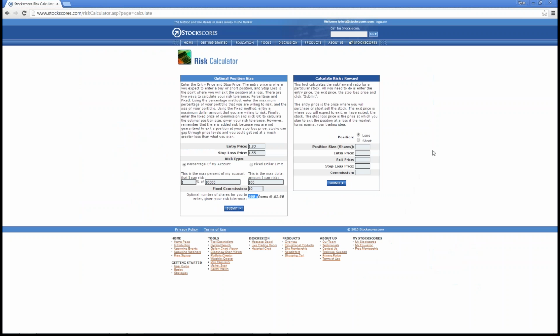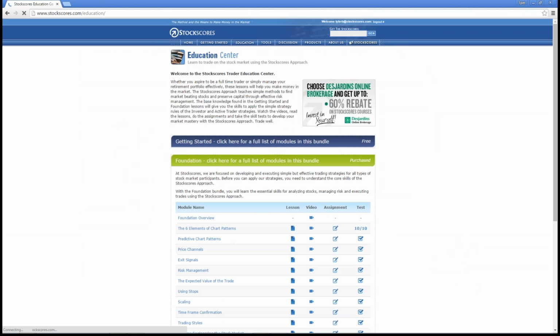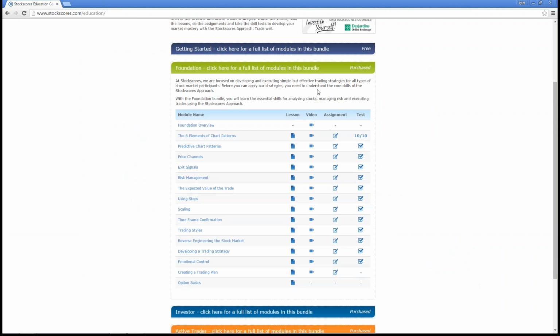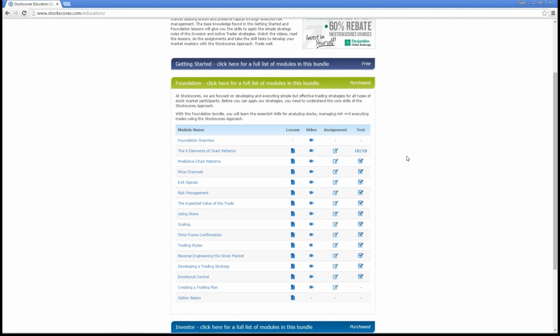I'm going to jump back to the Stockscores website now, go into the education area, and here you can see that we have all of these modules online. Many of you are already members of Stockscores. You'll be familiar with this, but for those that are new to Stockscores tonight, I just want to give you a quick tour of how this works.